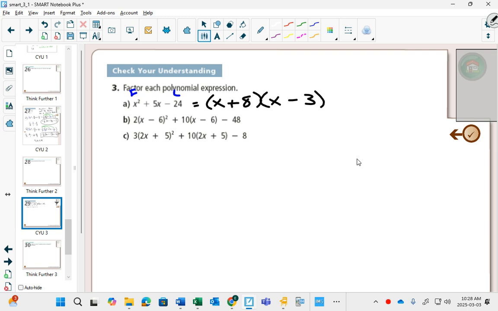Do a quick double check. Does it still give me the minus 24 for the last one? It does. My first one's still an x squared, and my outside and my inside make 5. Perfect.